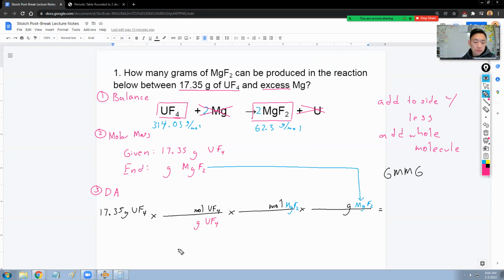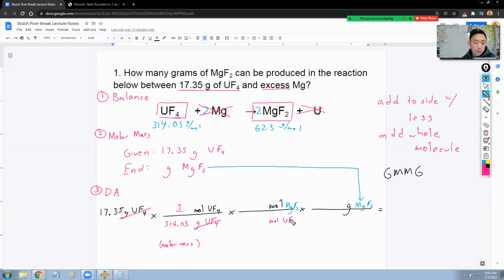Now, if you have grams and moles on the same fraction, you are always going to get the numbers from the molar mass. So we're going to look at the molar mass of UF4. The molar mass of UF4 is 314.03, and it's grams per mole. So for molar mass, it's always going to be number 1 next to moles, and whatever you added up from the periodic table is going to go next to grams.